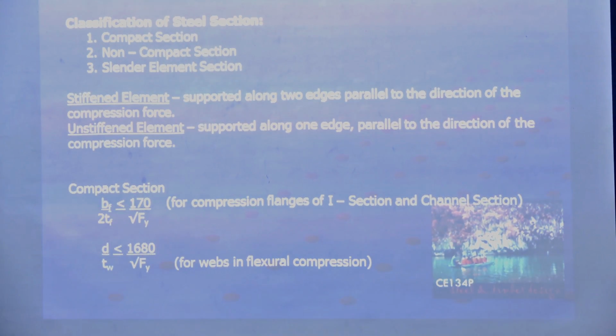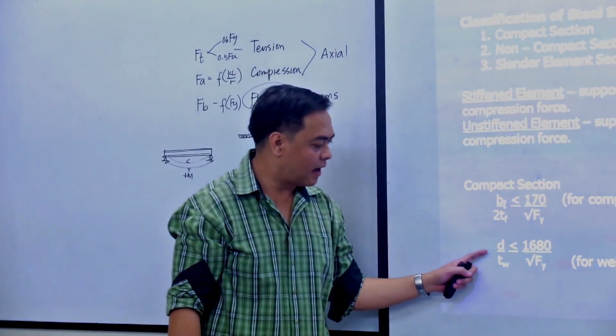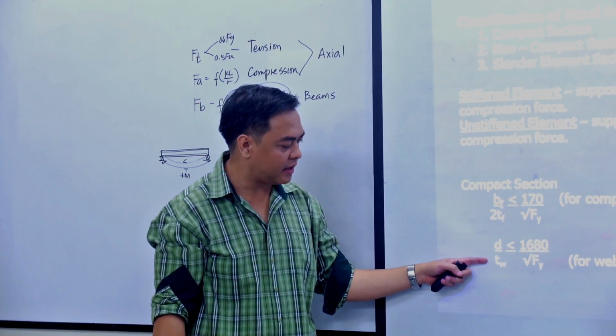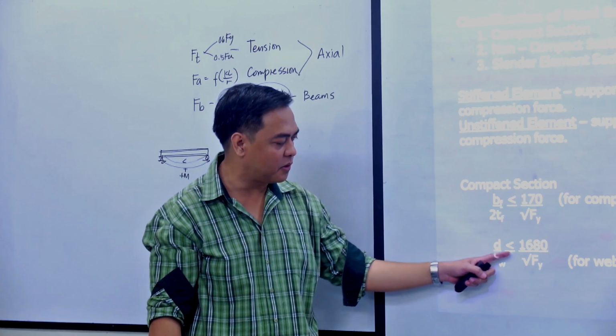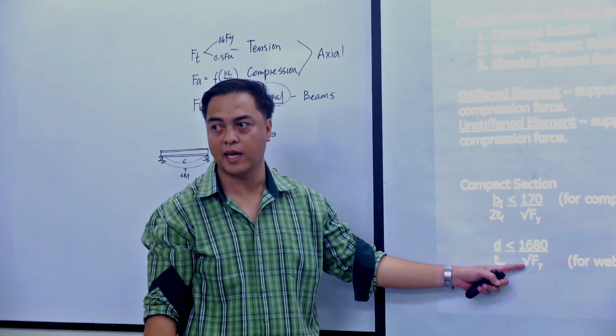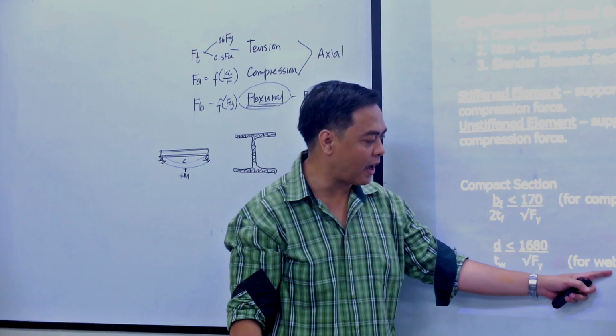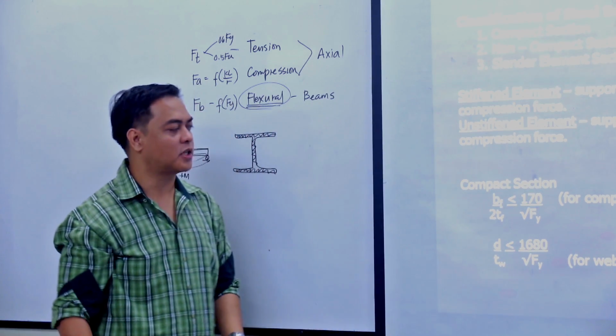what about for the web part? Right, for the web part, this is the equation. Depth d over t, the thickness of the web, should be less than or equal to 1680 over square root of Fy. So again, this is for webs in flexural compression.